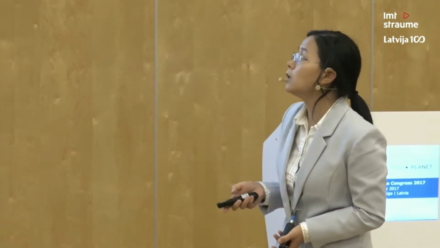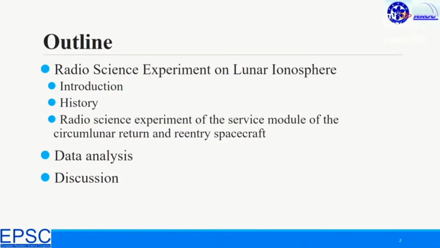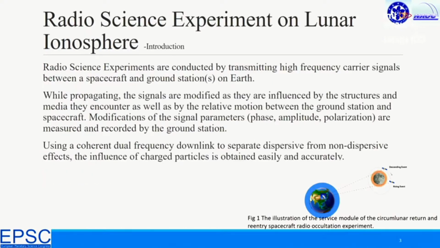First is introduction to radio science experiments on lunar ionosphere, and the second one is about the data analysis and then the discussion. First, we all know radio science experiments are conducted by transmitting high-frequency carriers between our spacecraft and the ground stations on Earth.